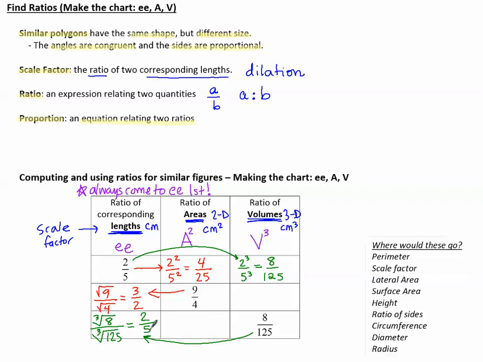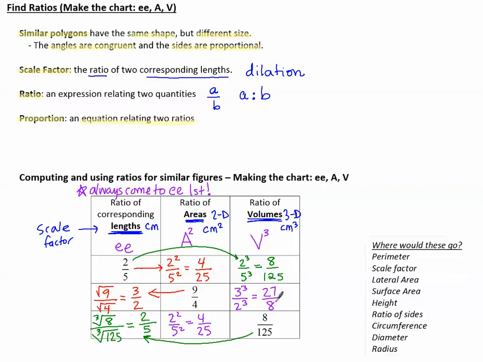So from 2/5 to get over here, we do 2 squared over 5 squared, and that makes 4/25. From 3/2, we do 3 cubed over 2 cubed, and that makes 27/8. And that fills in the columns.